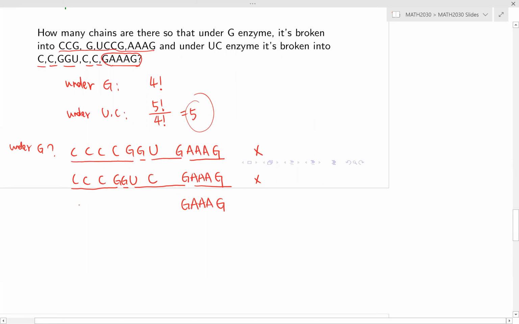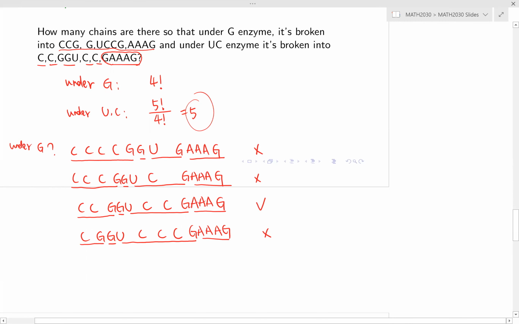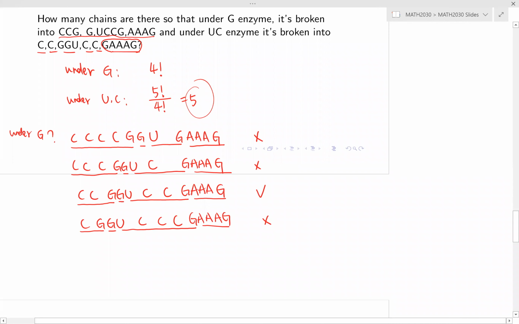So the third possibility we would have is CC, GGU, and C, and then apply G enzyme again. We would have CCG, G, UCCG, AAAG. And this is exactly what we want. So this will work. How about the next one? We'll just list them all out and see how many of them would work. So we would have CG, G, UCCCG, AAG. This apparently is not going to work because we don't have the subchain UCCCG.